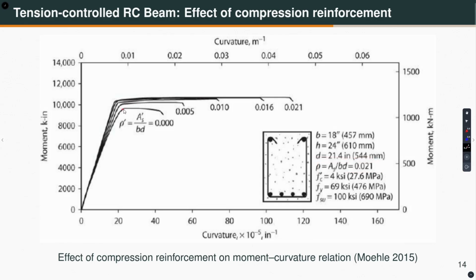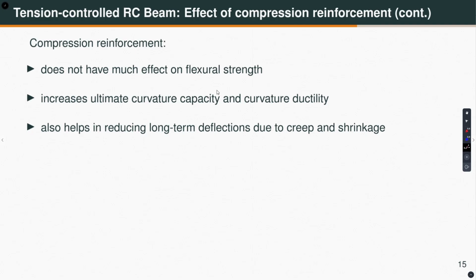As you can see, from no compression steel to some compression steel, there is an increase in the moment capacity, but as you keep on adding more and more compression steel, what do you see? There is not much change in the moment capacity. But you see that the ultimate curvature has increased significantly with the addition of compression steel. So, that means the curvature ductility, which is basically phi u by phi y, has increased as you put more and more compression steel. So, that is what I state here.